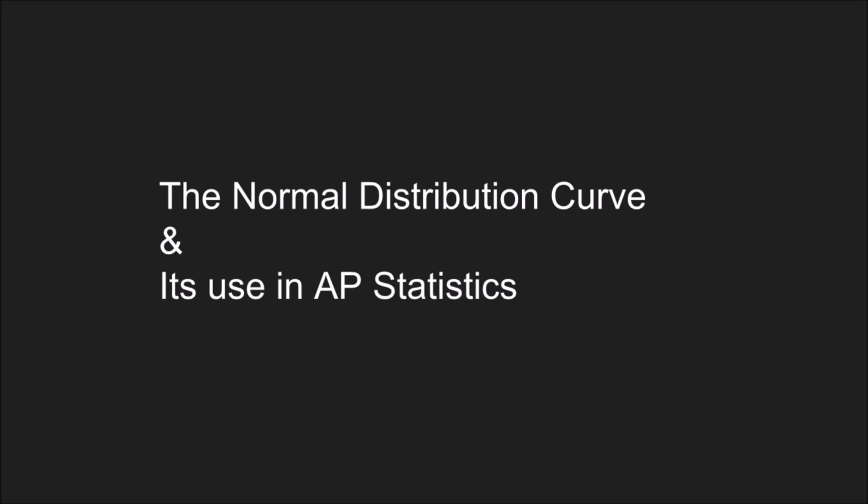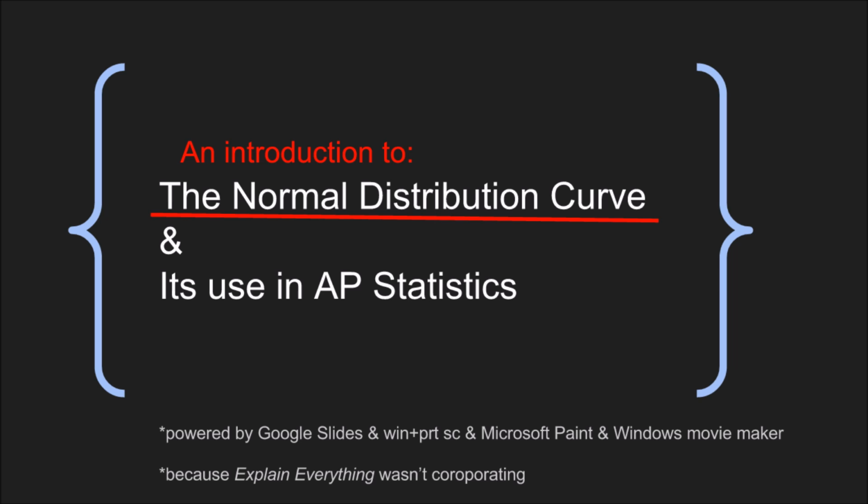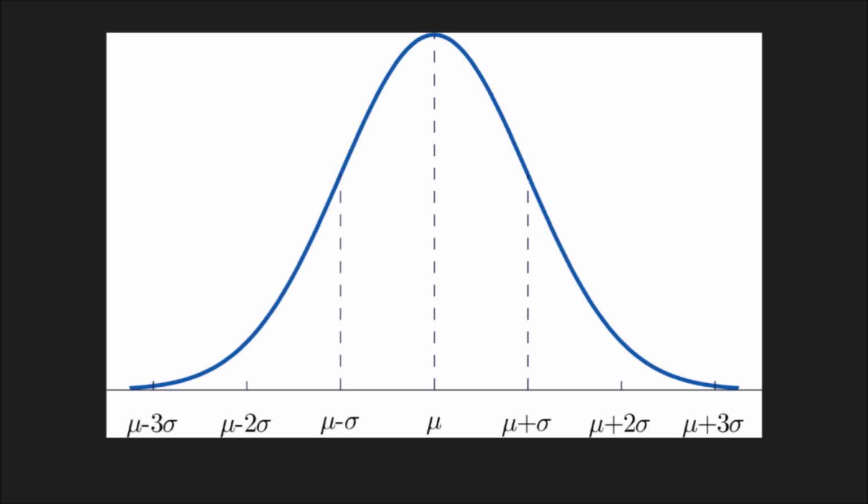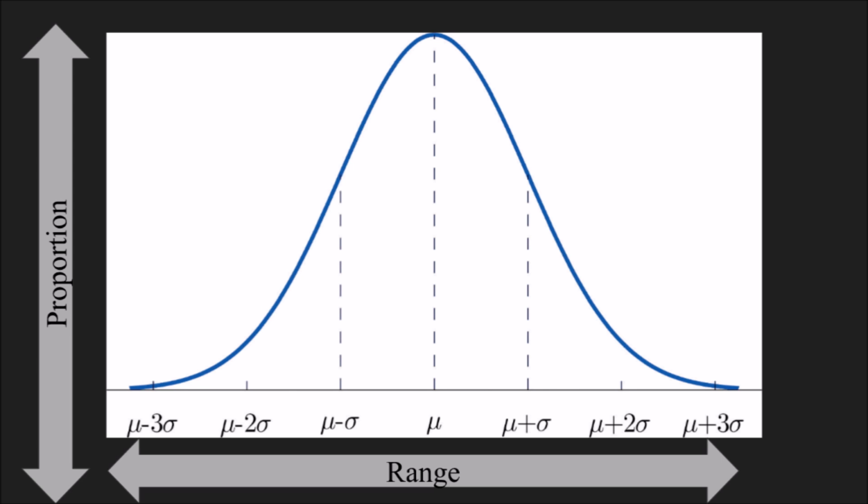The topic this video will be covering is the normal distribution curve and its use in AP statistics. The normal distribution curve, or bell curve, not only is it my favorite graph in statistics, but it is also a very useful and very important graph that shows the range and proportion of the dataset. In other words, it shows you where most of your data is centered around, and how far from that center you can expect most of your data to be.